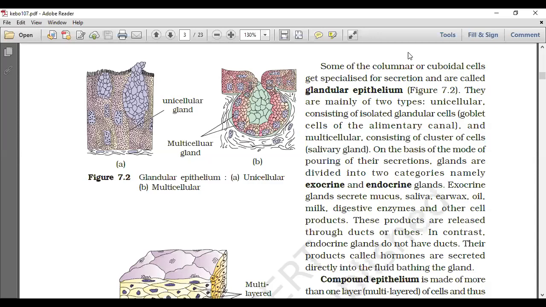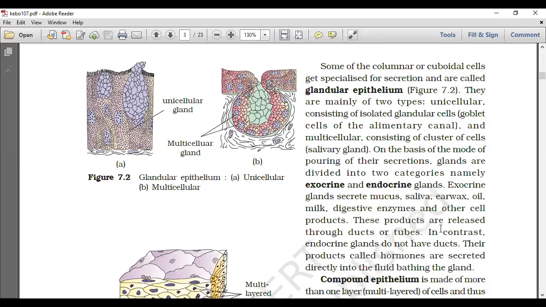Next, on the basis of the mode of pouring of their secretion, glands are divided into two categories, namely exocrine and endocrine glands.